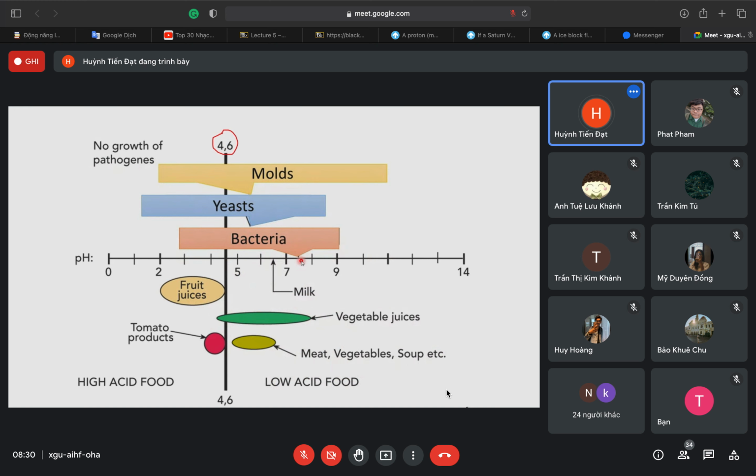The bacteria can grow between around 2 point something to 9. The optimum pH should be around 7.5, more neutral, more alkaline. But the yeast can resist an even lower pH than the mold, at very low pH, and they have a range up to 8 point something. The optimum pH for yeast is very similar to the molds, around 5 point something to 6.